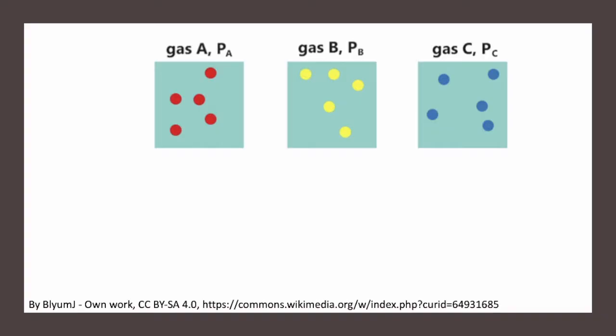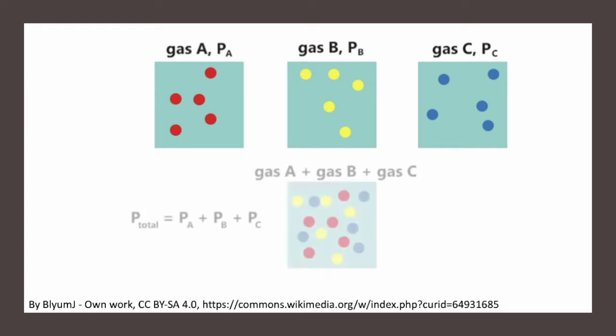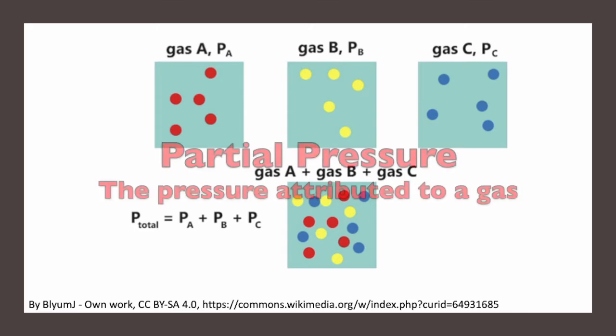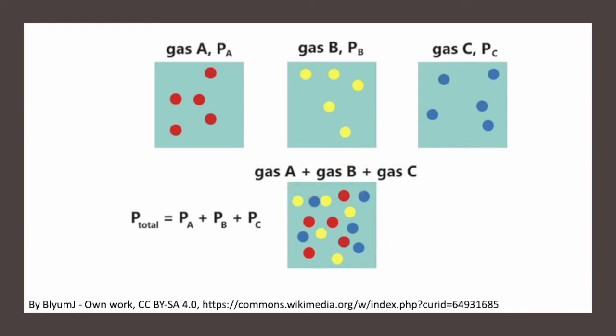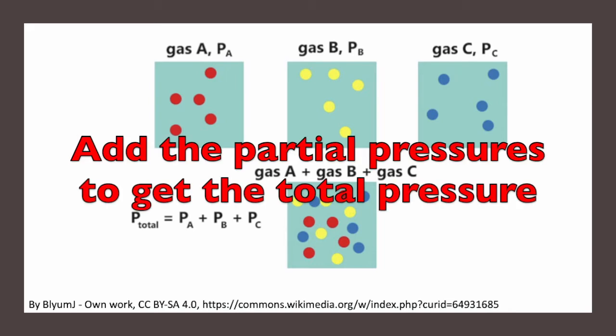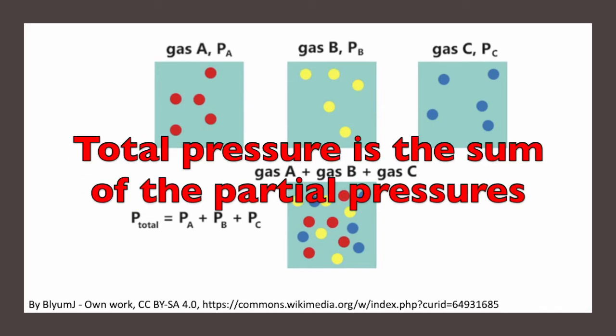Let's give an example. Imagine I have three gases, gas A, gas B, and gas C, and I put all of these gases into a container. Each of these gases independently exerts some pressure on the walls of the container, and we call the pressure contributed by a specific gas the partial pressure for that gas. Each gas in the container will have a partial pressure. If we add up all of these partial pressures, we'll get the total pressure. Hence, total pressure is just the sum of the partial pressures of all of the gases in the container.